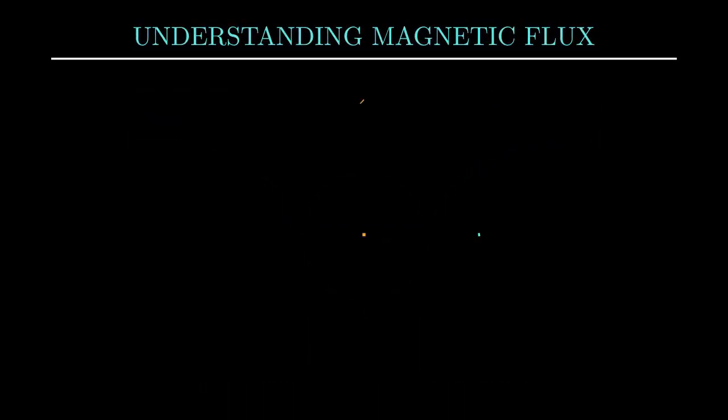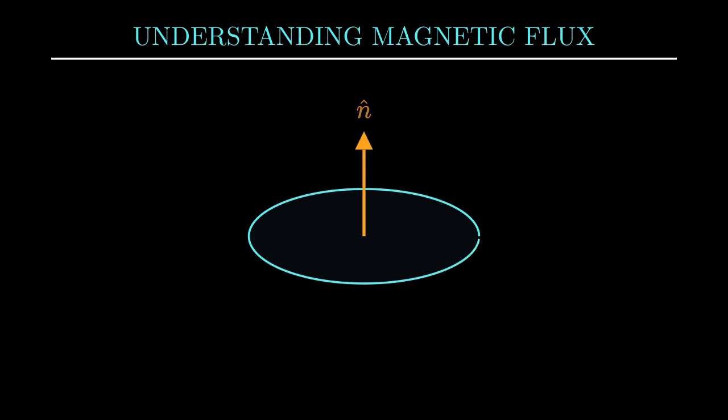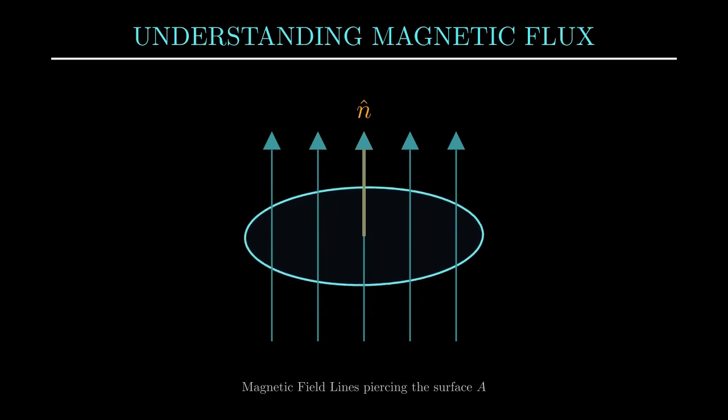At its core, Faraday's law describes how a changing magnetic field can create an electric current. To understand this, we first need to grasp the idea of magnetic flux. Imagine magnetic field lines as invisible streams. Magnetic flux is simply a measure of how many of these magnetic field lines pass through a given surface area. It quantifies the amount of magnetic field piercing a surface.